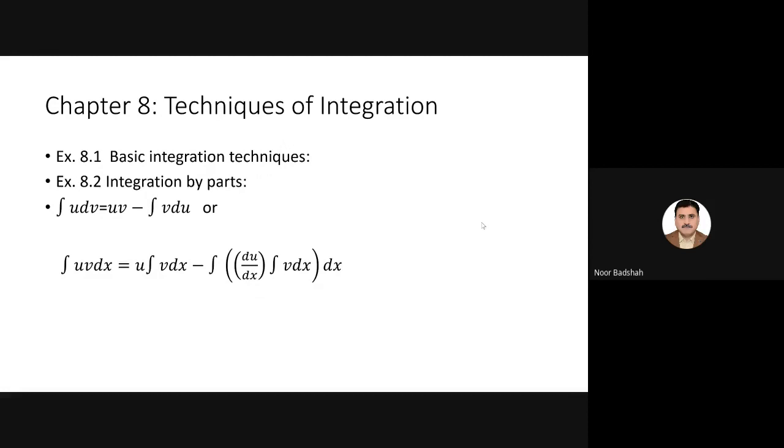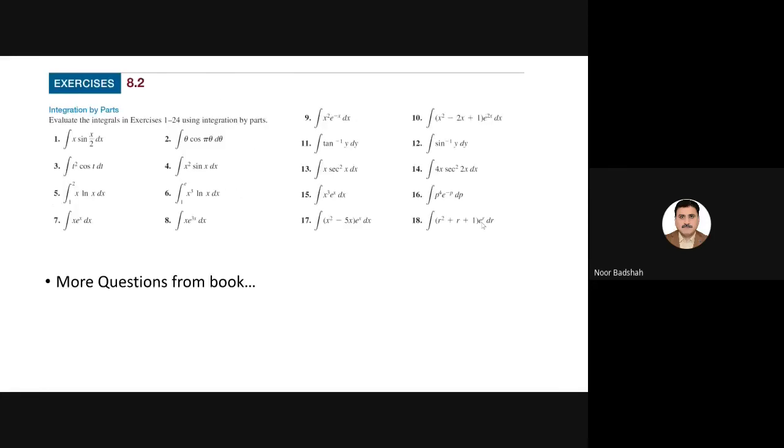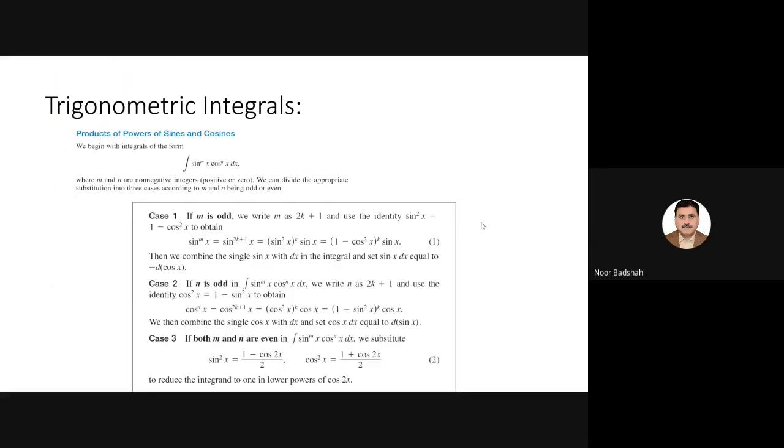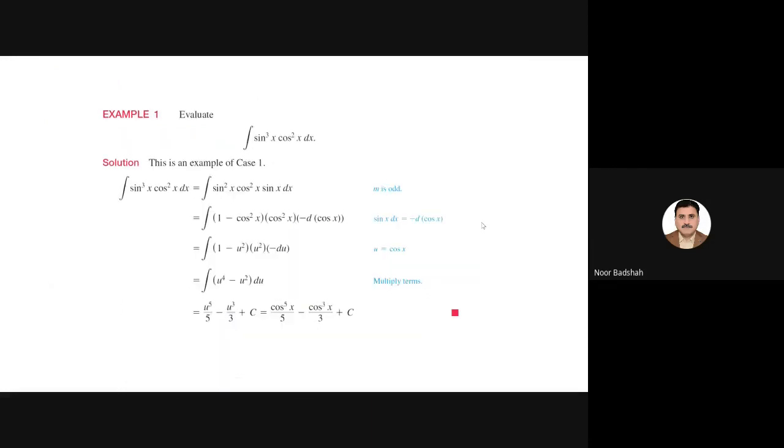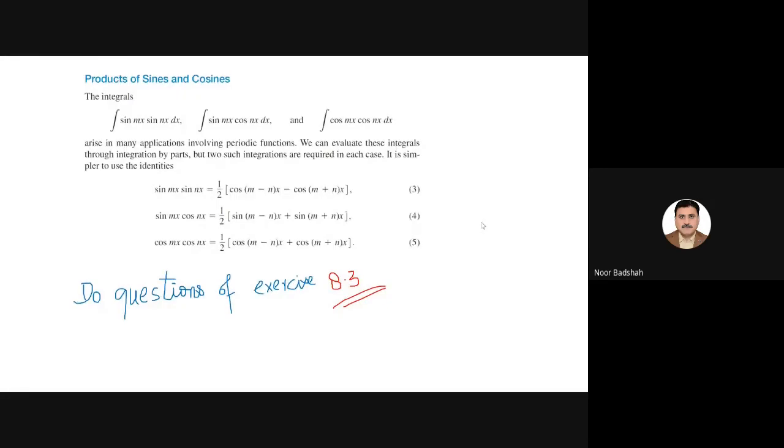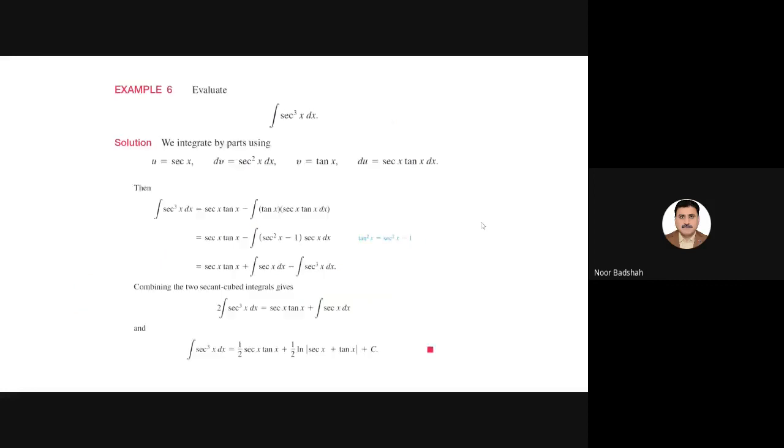So in exercise 8.1, the very basic integration techniques, you know how to find it. In 8.2, we have integration by parts. These are some questions on integration by parts, which you know, and some more questions from the exercise in the book. And then there are some trigonometric integrals, that is in exercise 8.3. So you will do these exercises. If you have any problem, you can discuss with me.